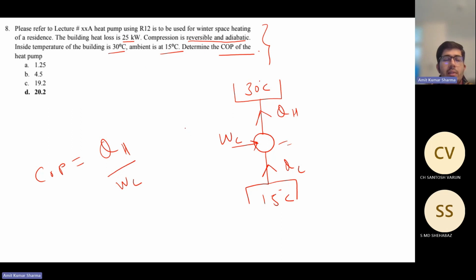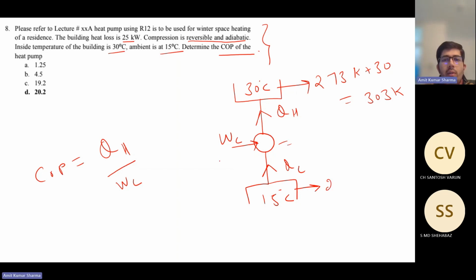If reversible is given, we are not having WC. The heat loss of 25 kilowatt is given, so QH can be taken as 25 kilowatt, but we are not having WC. But we have been given reversible and adiabatic, so we'll use temperatures. First of all, convert degrees centigrade into Kelvin. So this 30 will be 273 Kelvin plus 30, which is 303 Kelvin.